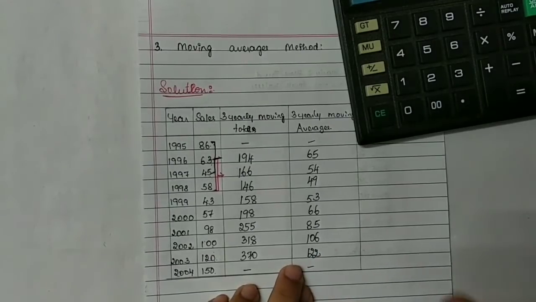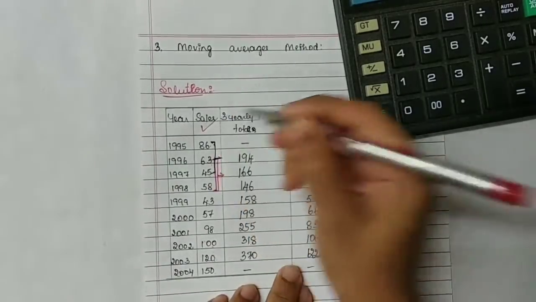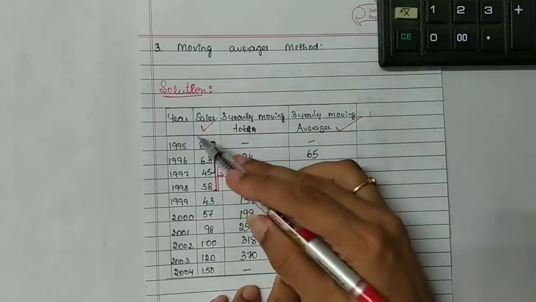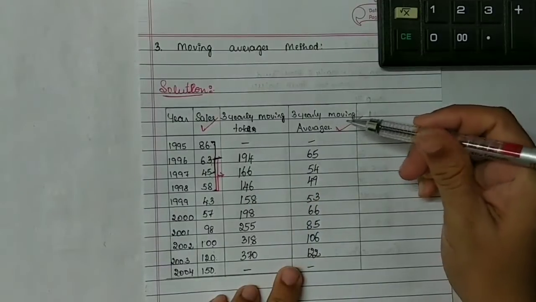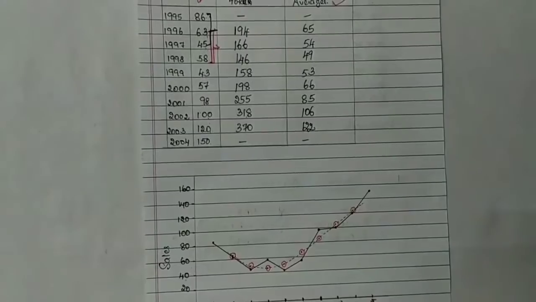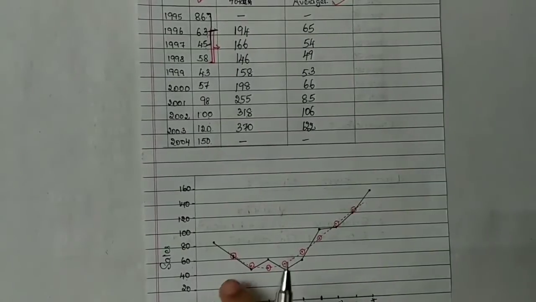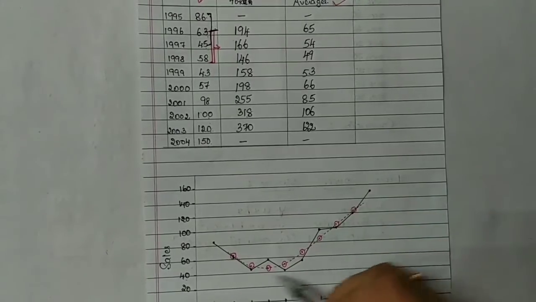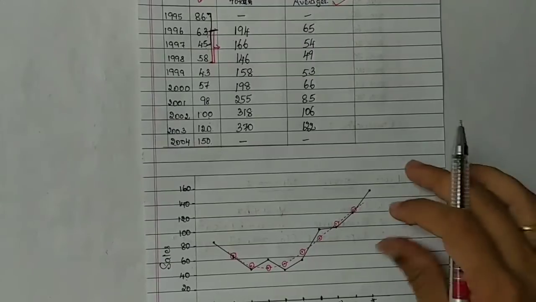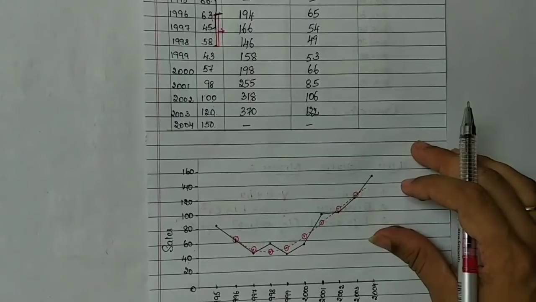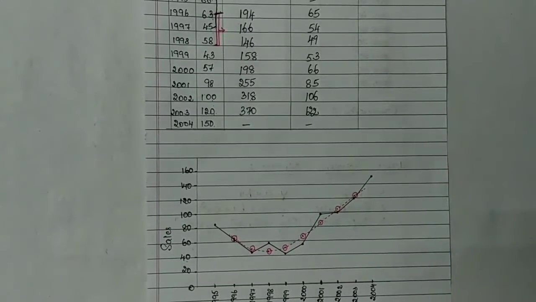So now we have to mark these sales and averages in our graph. Sales will be our histogram, and as I already told, averages will be our trend line. Okay. So once after marking, this is how it looks. Black one is our histogram and red one is our trend line. So this is how we calculate the trend line in the moving averages method.